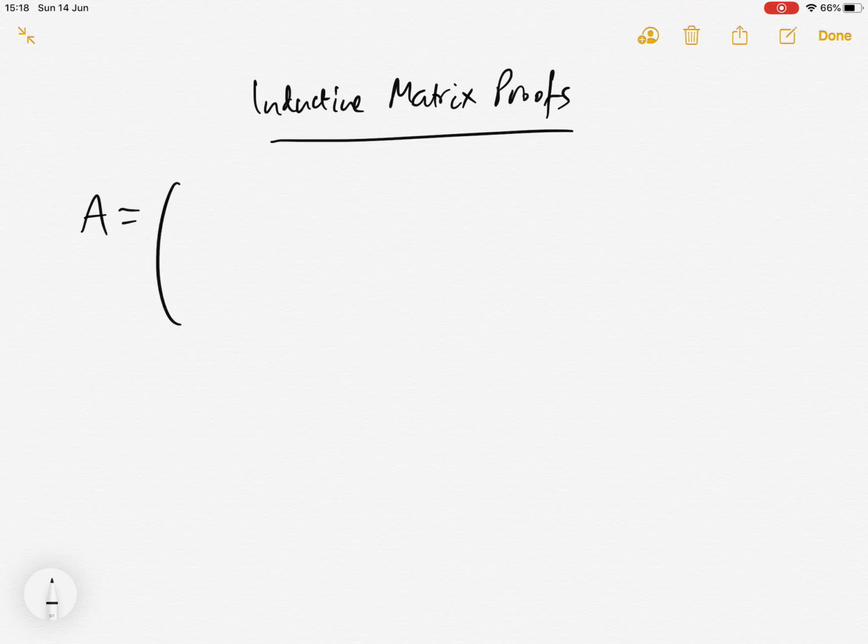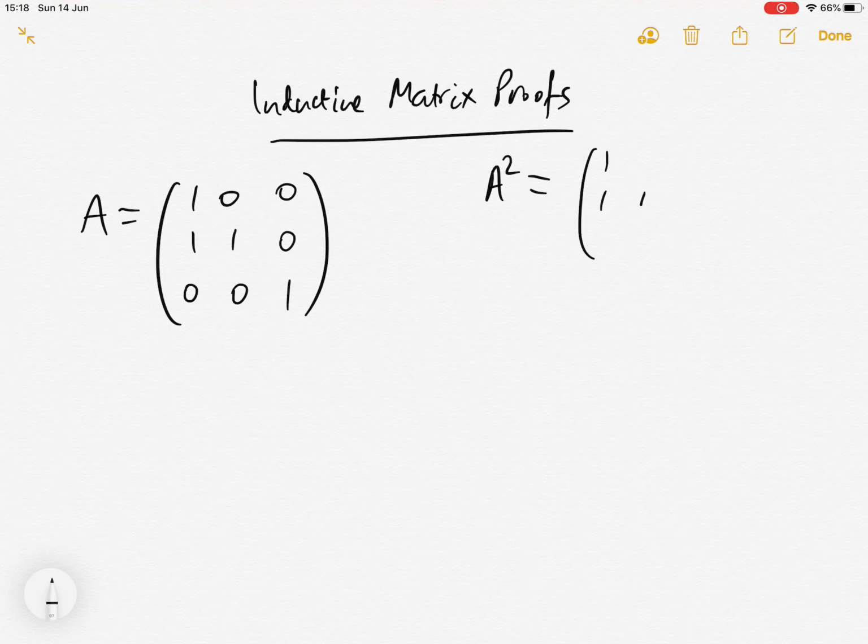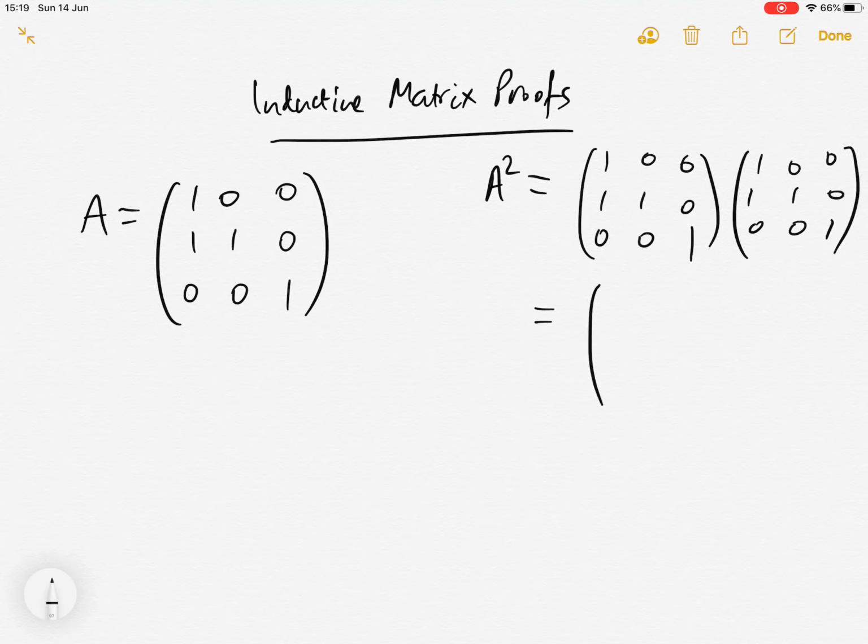For example, if we take a fairly simple example, if we consider this matrix A, let's try and work out what the nth power is, just by guessing. Usually in a question, you'll be told what the formula is and then asked to prove it, but let's just have a go at trying to figure out what it is. So here we've got this times itself. So let's multiply this out.